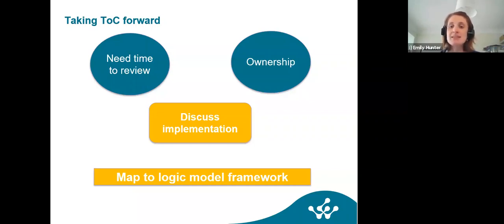And then we have a separate session, which does seem to work pretty well, to talk specifically about that implementation aspect, which is really where we drill into the mechanisms for change. Following all of that, we then feel that we're in a position to start mapping those ideas from the theory of change session onto the logic model framework. And then the logic model becomes our tool for discussing the outcomes of interest, metrics, and so on and so forth. Just quickly pass back to Jackie.